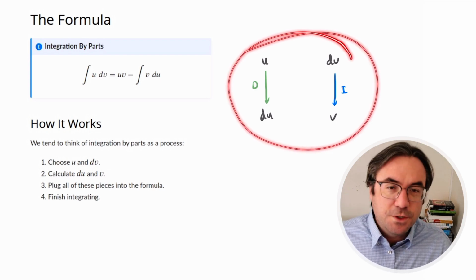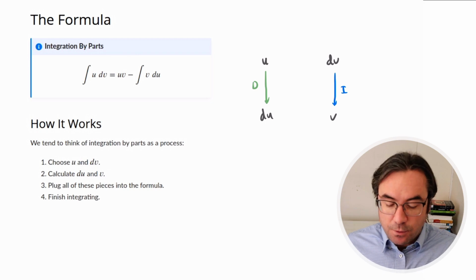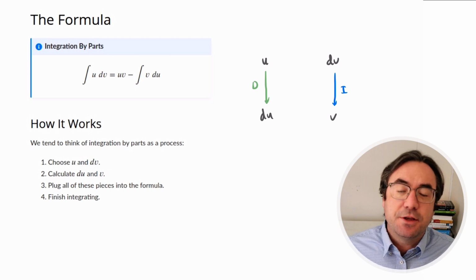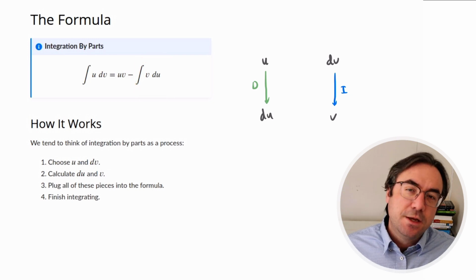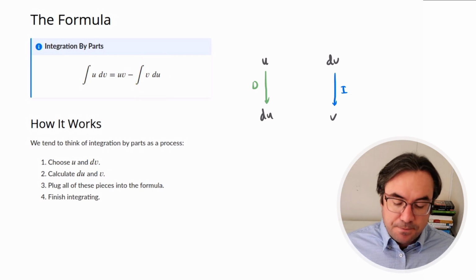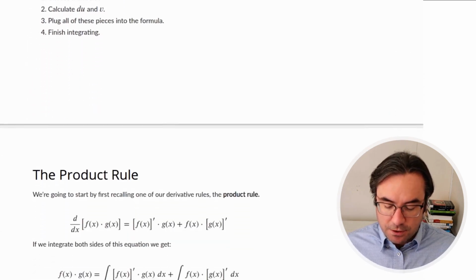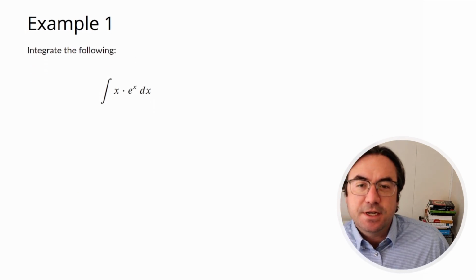So once we have those four pieces calculated, then we're going to use this formula, and then this integral on the other side still has to be calculated. But hopefully by this point, it's something that we can do. So let's try an example and see how this process works. We'll talk about product rule in class. So let's look at something easy.